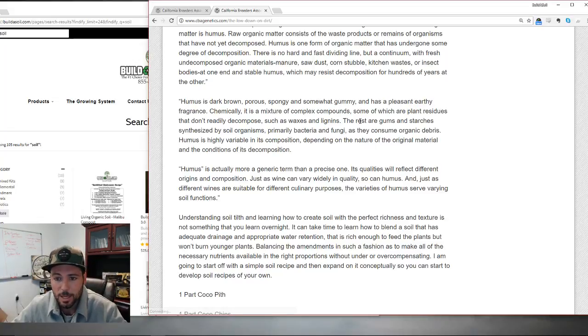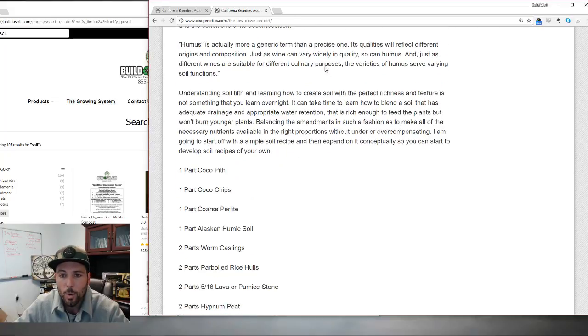Chemically, it's a mixture of complex compounds, some of which are plant residues that don't readily decompose, such as waxes and lignins. The rest are gums and starches synthesized by soil organisms, primarily bacteria and fungi, as they consume organic debris. Humus is highly variable in its composition, depending on the nature of the original material and the conditions of its decomposition. Humus is actually more a generic term than a precise one. Its qualities will reflect different origins and composition. Just as wine can widely vary in quality, so can humus. And just as different wines are suitable for different culinary purposes, the varieties of humus serve varying soil functions.